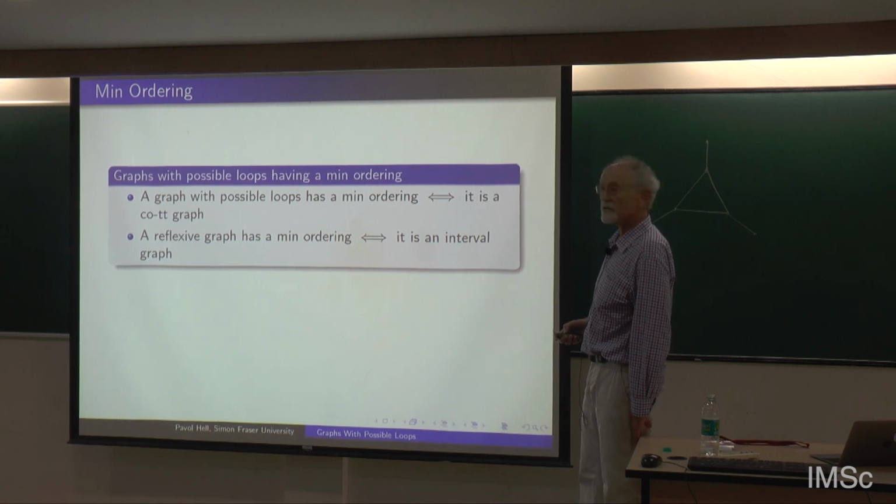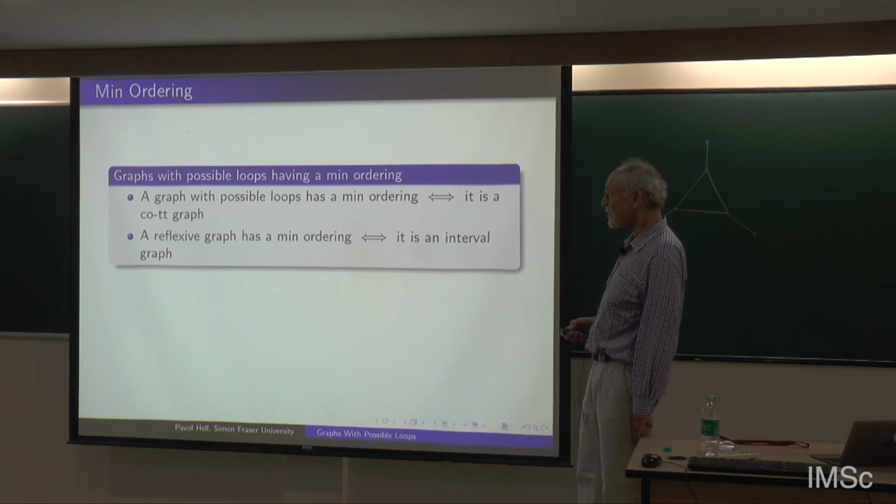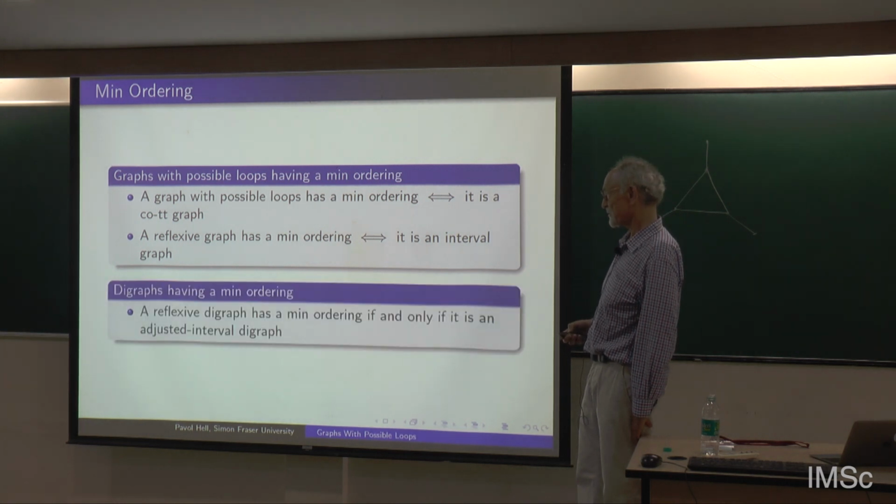So this is what we have concluded so far about this min ordering as a tool. A graph with possible loops has a min ordering if and only if it's a QTT graph, and more restricted, if you have a graph which has all loops, a reflexive graph, then it's an interval graph.